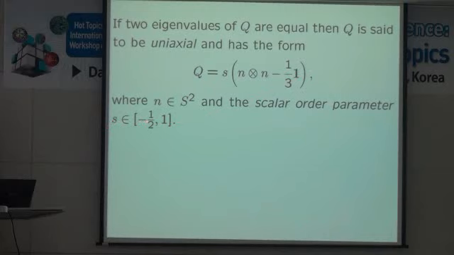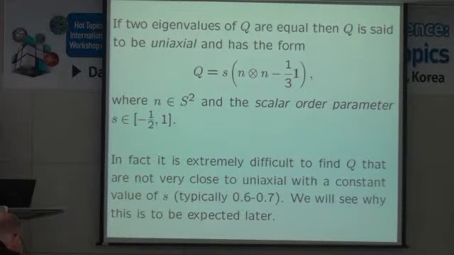So I should have said that the minimum eigenvalue being bigger or equal to minus a third also means that the maximum eigenvalue is less than or equal to 2/3. That's because the trace is 0 and the sum of the eigenvalues is 0. So that's why you get both an upper bound and a lower bound from here.